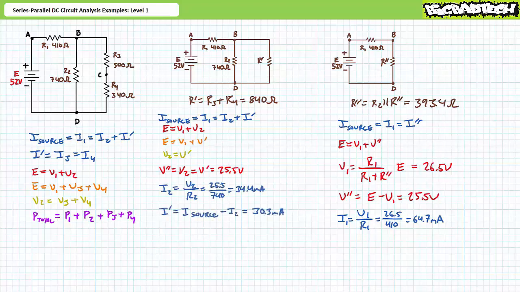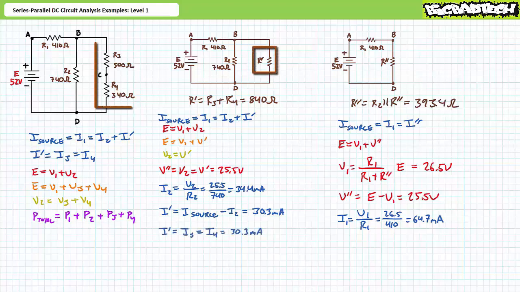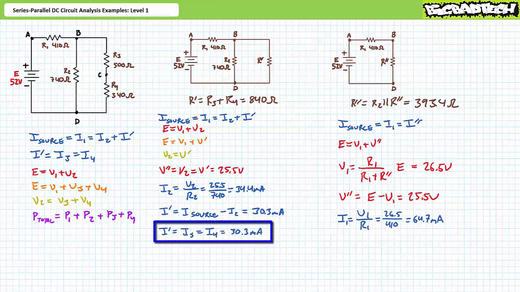An algebraic rearrangement of the Kirchhoff's current law equation for this series parallel circuit demonstrates that I single prime is source current minus I2. Substituting our calculated values demonstrates that I single prime is the remaining 30.3 milliamperes. R single prime is the series combination of R3 and R4. Current through elements in series is the same. I single prime equals I3, which equals I4, and they all equal 30.3 milliamperes.